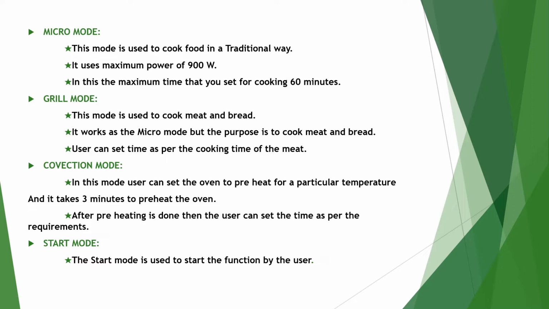Then we dive into grill mode. This grill mode is used to cook something like meat or bread. In this type of cooking, the user needs to customize the time taken for cooking the food, so in grill mode we can customize our timing in our project. Then comes the convection mode. In this mode, before starting the cooking, the oven needs to be preheated for about 3 minutes, and then it should start the cooking. Then comes the start mode. Start mode is used by the user to start the function. It could start grill mode or micro mode, depending on the user's need.